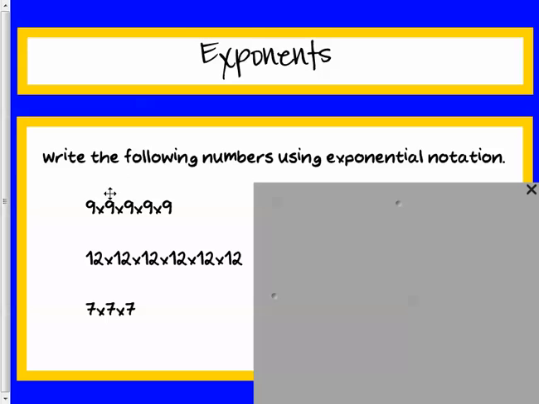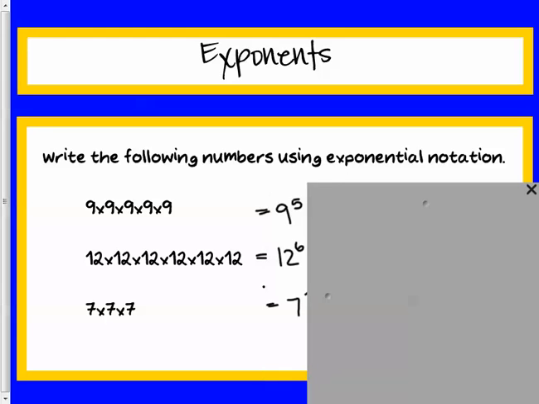Okay, so we have these in expanded form and they want us to put it in exponential notation. Okay, so how many times do we multiply 9 by itself? 5. So it's 9 to the 5th power. How many times with the 12? 6. And how many times do we multiply 7? 3. So this is what it looks like.